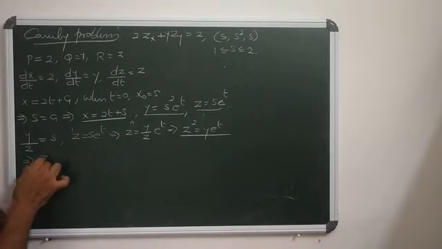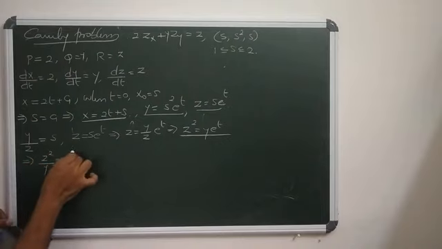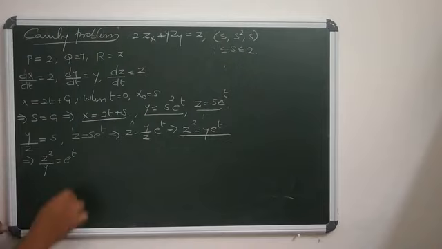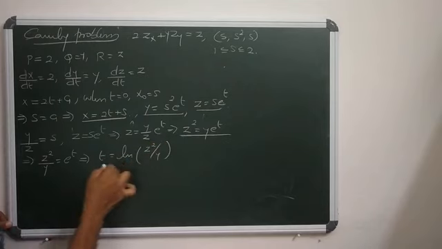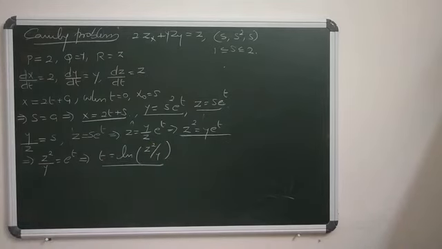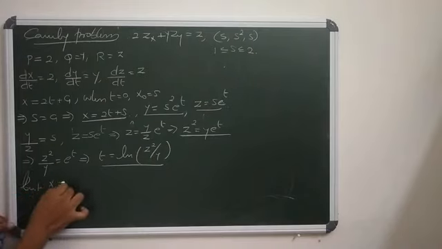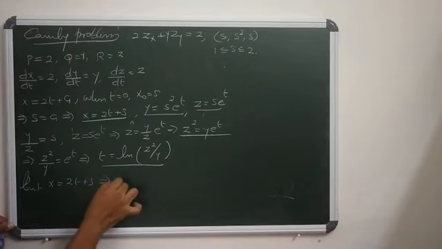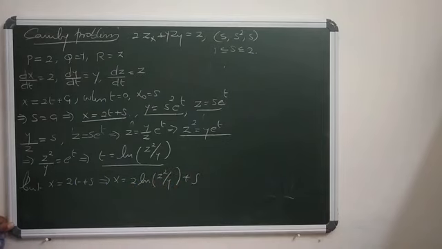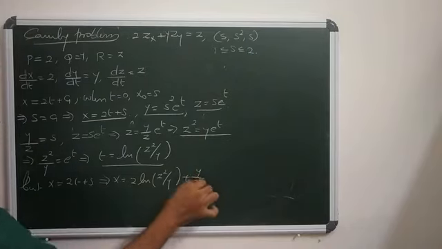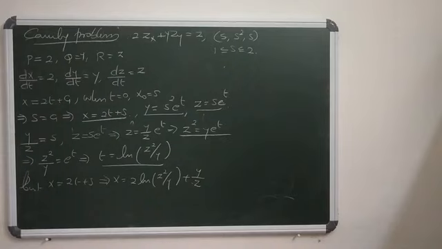So z square by y is e power t. From here, t equals log z square by y. But x equals 2t plus s, that implies x equals 2 into log z square by y plus s, and s is y by z. So x equals 2 log z square by y plus y by z.